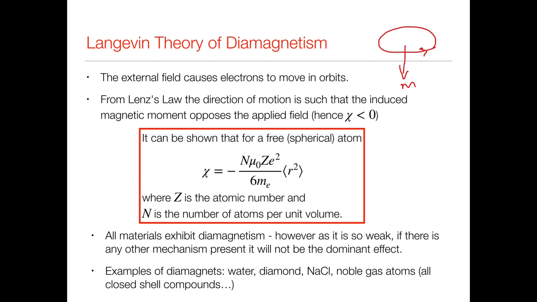So this will happen typically for materials that are closed shell. By that I mean all the electrons are paired up, so there's no spin density in the material. So for example, water, diamond, sodium chloride, noble gas atoms, all of those will be diamagnetic, but weakly so.